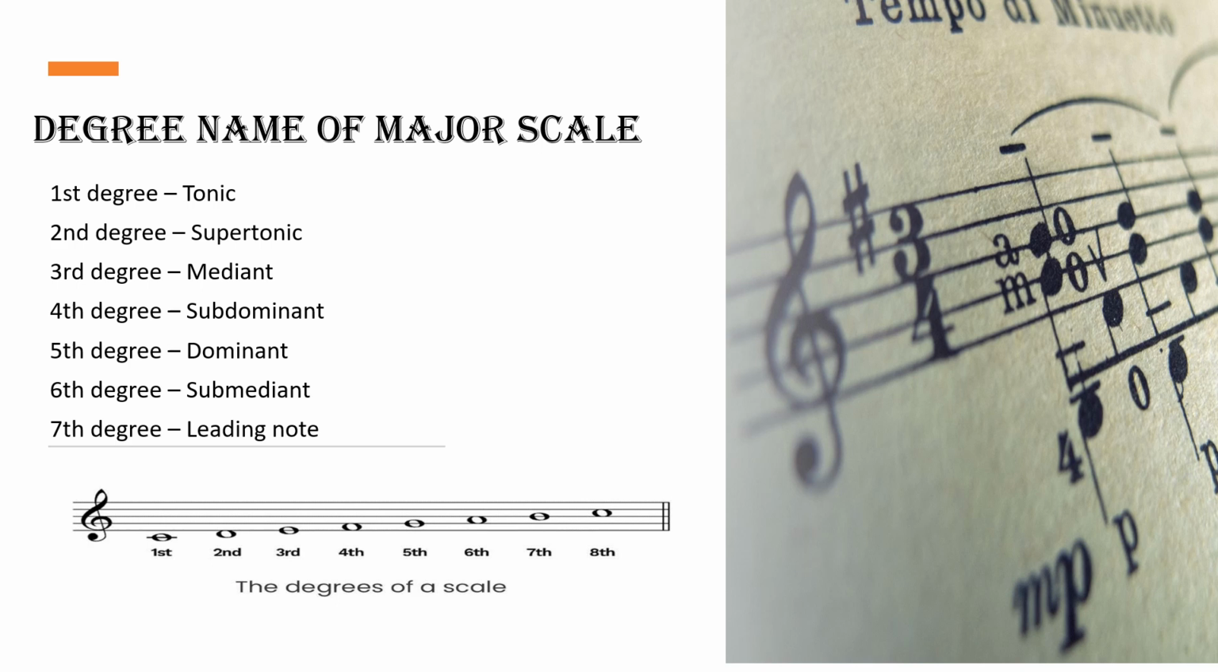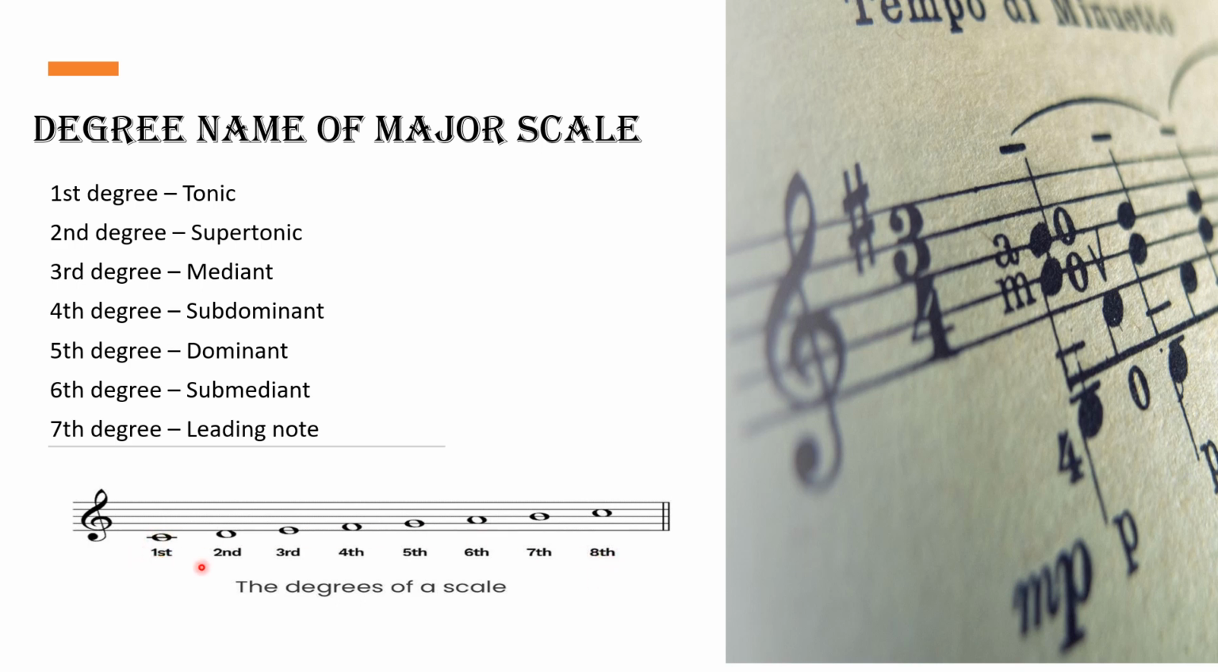So the first degree we have the tonic, the second degree we have the supertonic, the third degree we have the mediant, the fourth we have the subdominant, the fifth the dominant, the sixth we have the submediant, and the seventh we have the leading note, and back to the first, which is the tonic. So we can see from here the first, the second, the third, the fourth, the fifth, the sixth, the seventh, and this eighth note is just the repetition of the first.